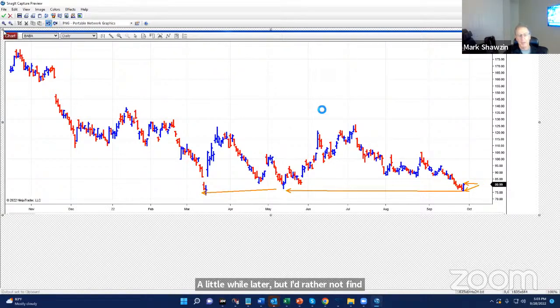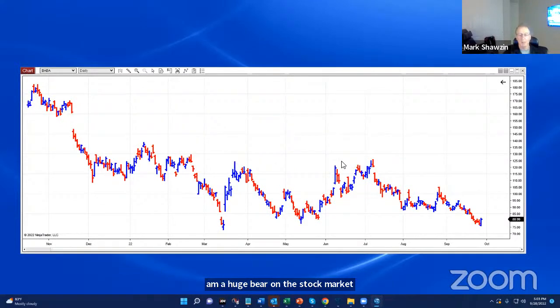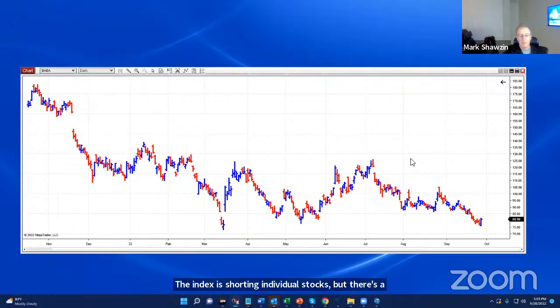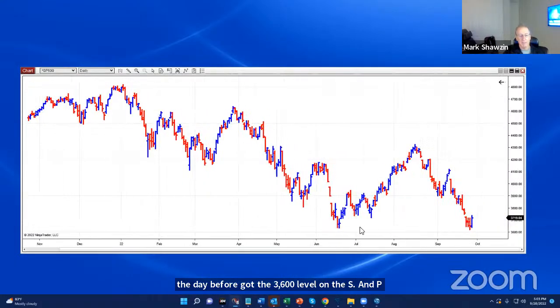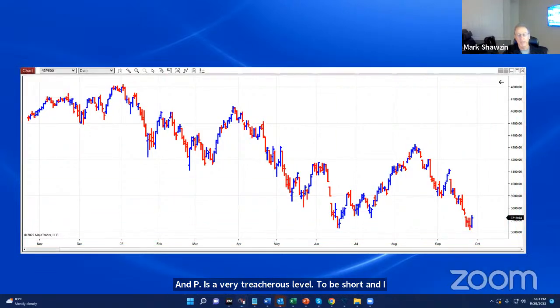So for the last couple of days, I said I am a huge bear on the stock market. I have made an enormous amount of money shorting the indexes, shorting individual stocks. But there's a time and place for everything. And I said yesterday and the day before that the 3,600 level on the S&P is a very treacherous level to be short.